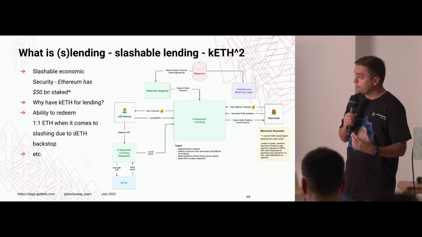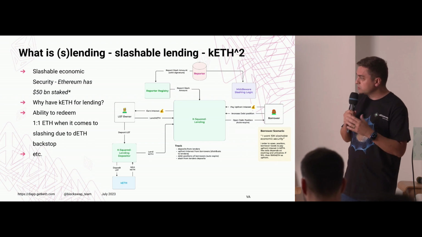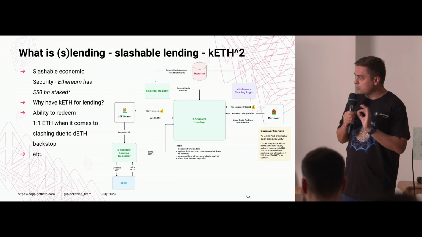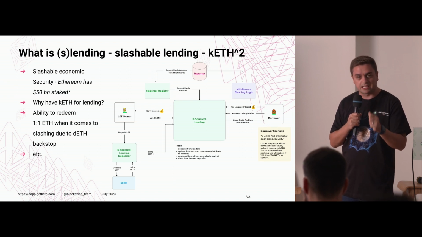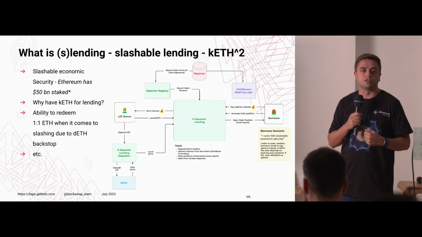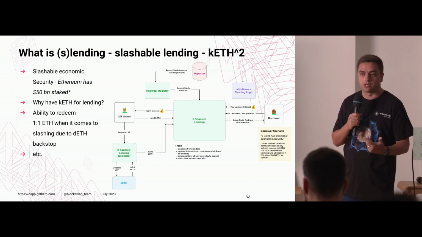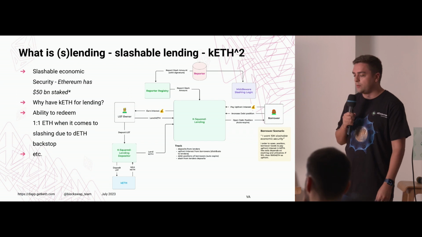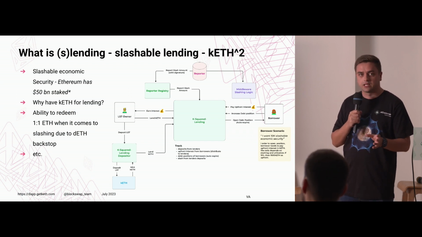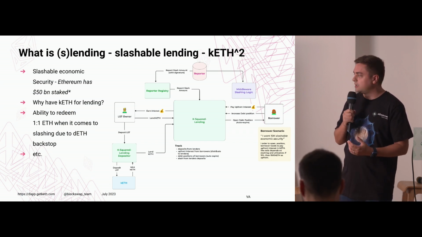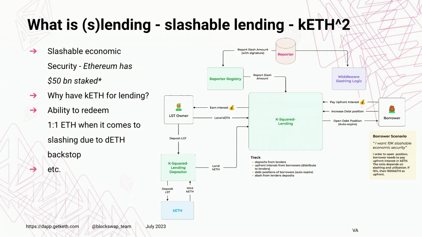We'll go into more details there, but you are not taking the kETH out of the K-squared lending. Because of that, the borrowers do not need to put collateral up front in order to do that. Borrowers essentially are getting the slashable security. They're getting a position in which they can do that. There are constraints and restrictions around that, which we'll go into in more detail.